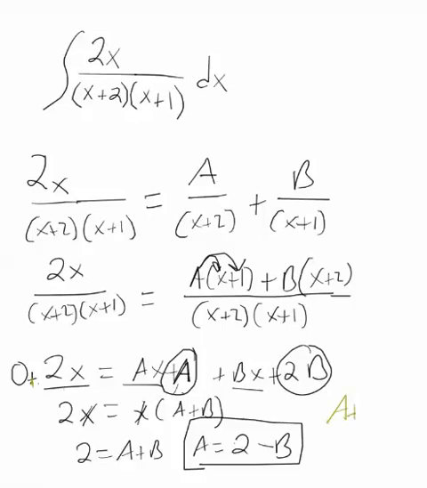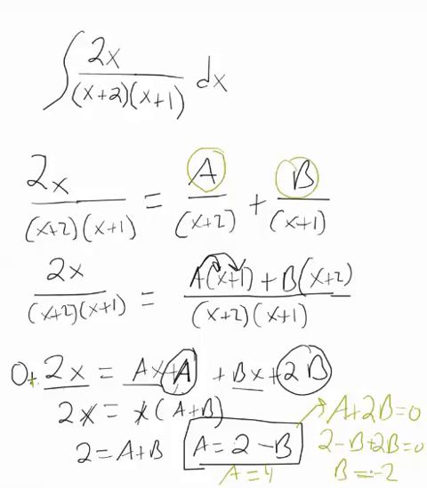A plus 2b must equal 0, but we know a is 2 minus b. So 2 minus b plus 2b equals 0. Just substitute that in. And so what does that give me? B equals negative 2. And if b equals negative 2, then that means a must equal 4. Okay, and now we know what a and b are in order to match it up with what we did here. Okay, let me go over to a new page.